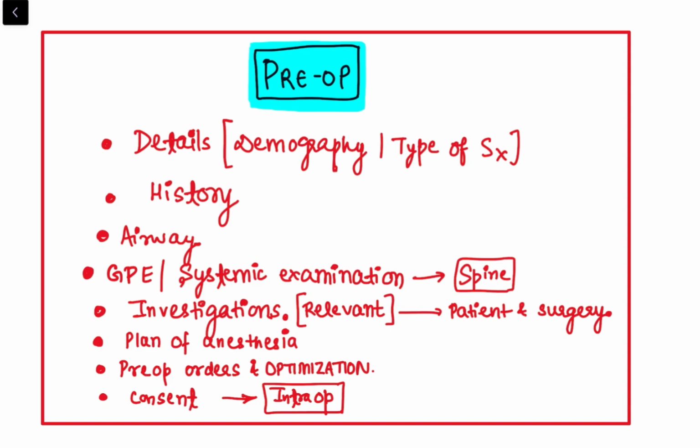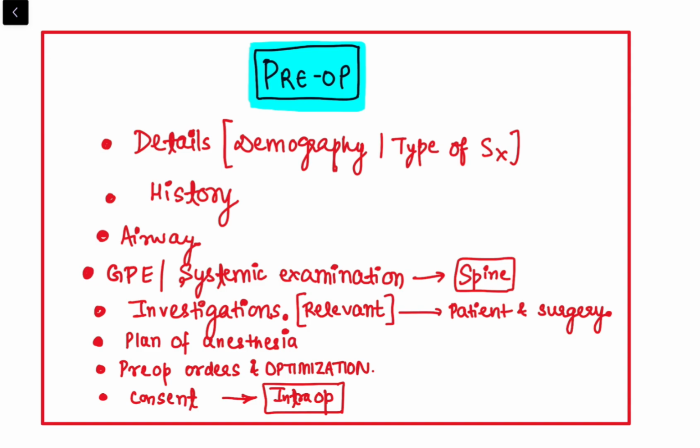Then we'll ask the relevant history, what comorbidities the patient has. The airway examination is something which is different from the general physical and systemic examination that we usually do in our medicine. So in the undergraduate period, we have already learned how to conduct a general physical examination and systemic examination. Depending on the surgery and the type of patient, we have to focus on a particular system more importantly. But airway is something which we as anesthesiologists have to be perfect in. So this one topic will have to be read in detail and understood carefully.